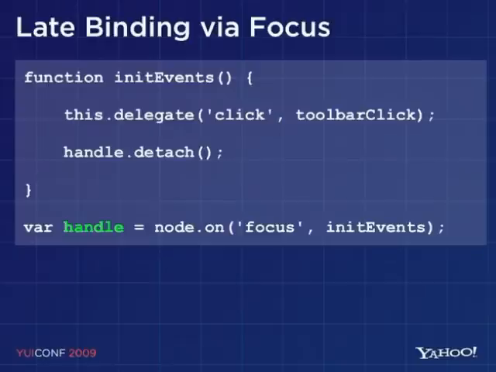And YUI3 makes it really easy to do something like that because when you subscribe to an event via y.on, what you get back is this handle object. And the handle has a detach method on it, and allows you to detach that event handler really easily. So in this case, I'm going to wire up a focus event that's going to add some additional event listeners to a given element in the DOM. But I only want that to execute the first time that element has focus, and so I can use the detach handle to do that.